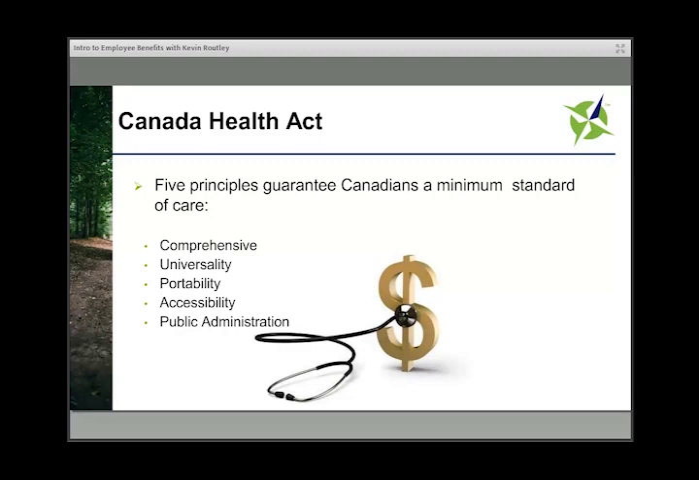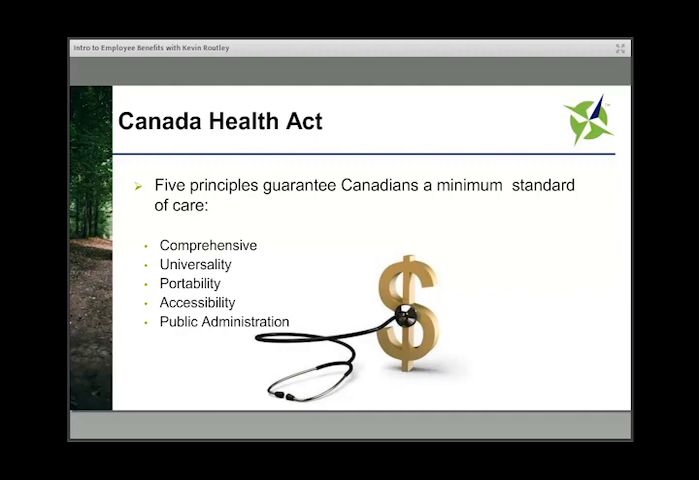Universality. The provincial or territorial plan must entitle all insured persons to health insurance coverage on uniform terms and conditions. Portability. The provincial and territorial programs must cover the insured persons when they move to another province or territory, or when they travel outside of their province.